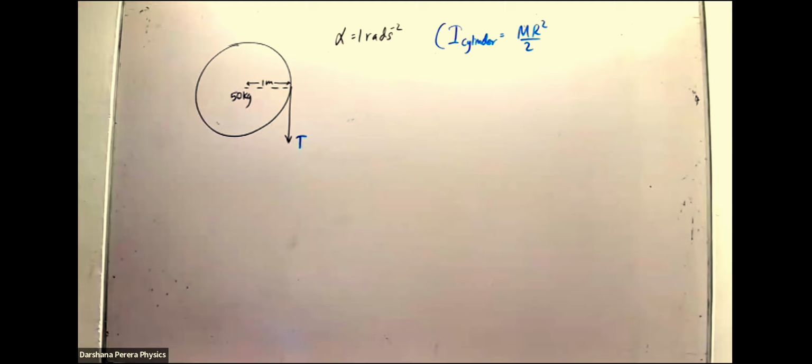Angular acceleration 1 rad s minus 2. Find out the tension that must be applied to rotate the cylinder with an angular acceleration of 1 rad s minus 2. In brackets, I equals mr square over 2. Okay, find out.